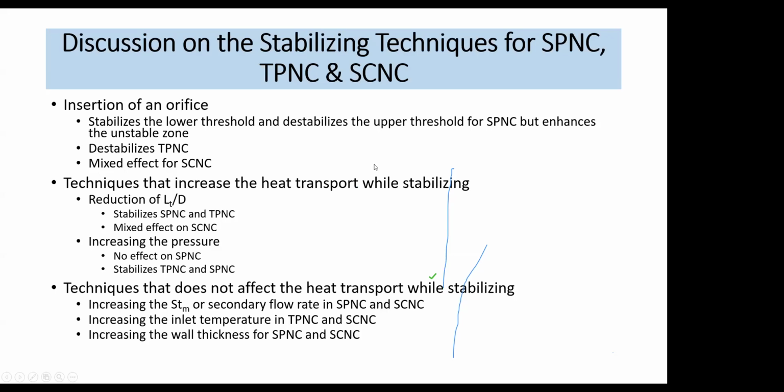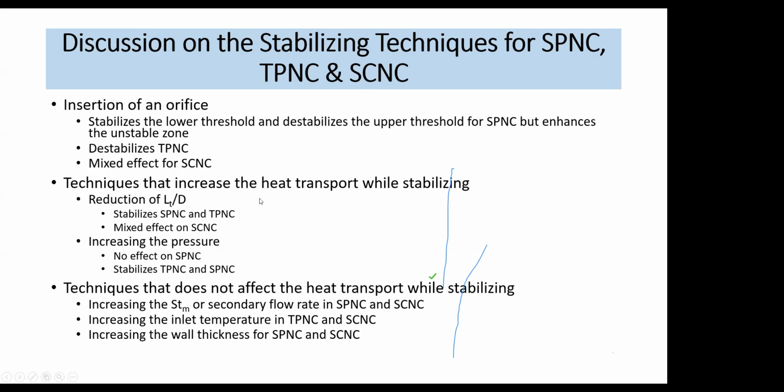Now, just a few discussions, kind of a summarizing. In the case of single phase loop, we found insertion of an orifice actually stabilizes the lower threshold, but it destabilizes the upper threshold. And in the case of two-phase natural circulation, it is always destabilizing. And in the case of supercritical natural circulation, there is a mixed effect.